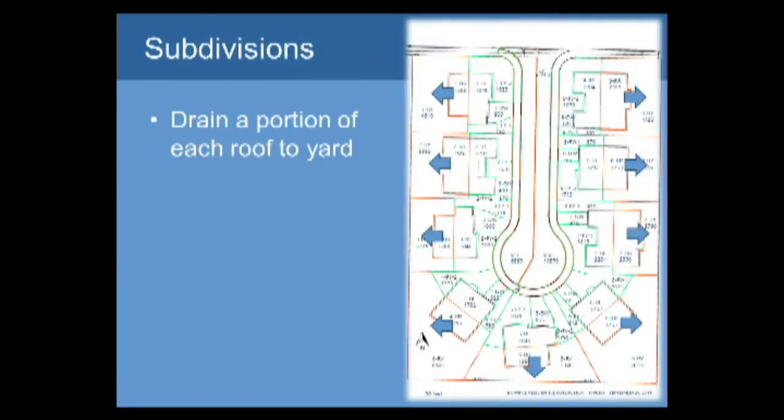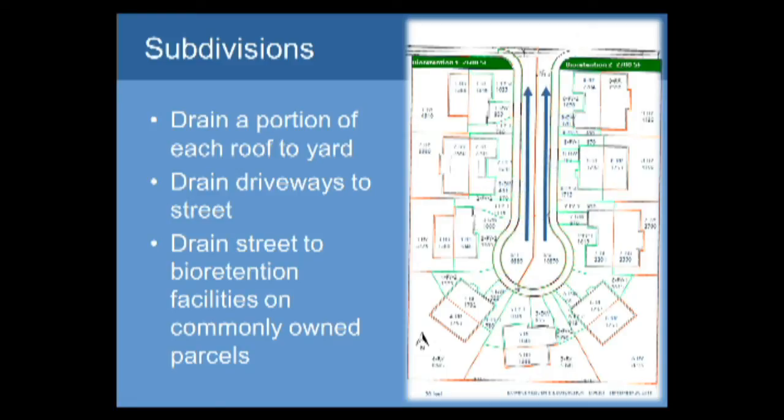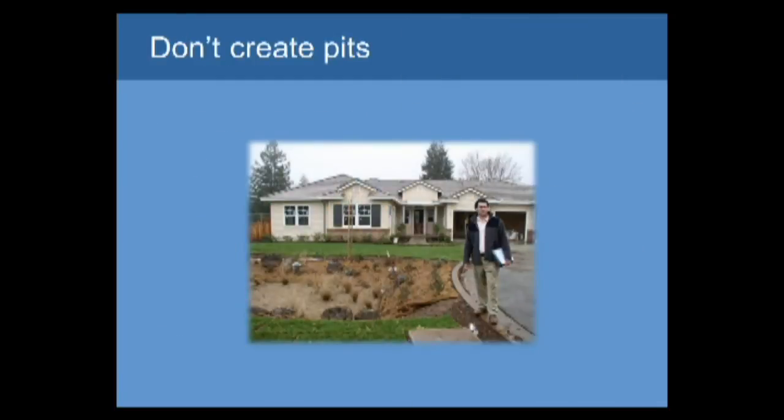This is the example that Tony will be showing you, with the roofs going off to the backyard, the driveways and the front roofs going to the street, and then the street draining to 2 bioretention facilities put out on the main arterial where they can be easily inspected and in a commonly owned and maintained area. So that was the break that we already had. Let me get into bioretention design and construction.